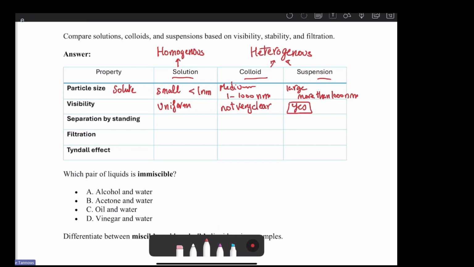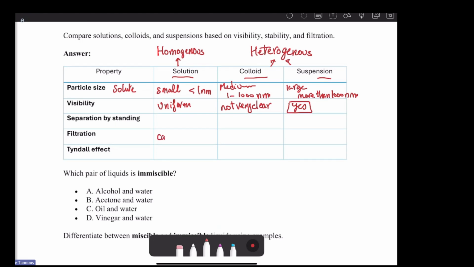Now, filtration. Colloid and suspension, they can't be filtered. So you cannot separate the solute from the solvent because in the colloid, the solute is still small and it goes through the pores of the filter paper.